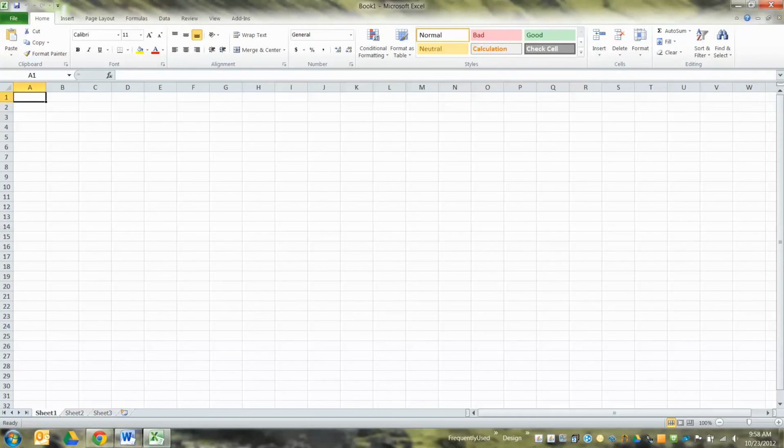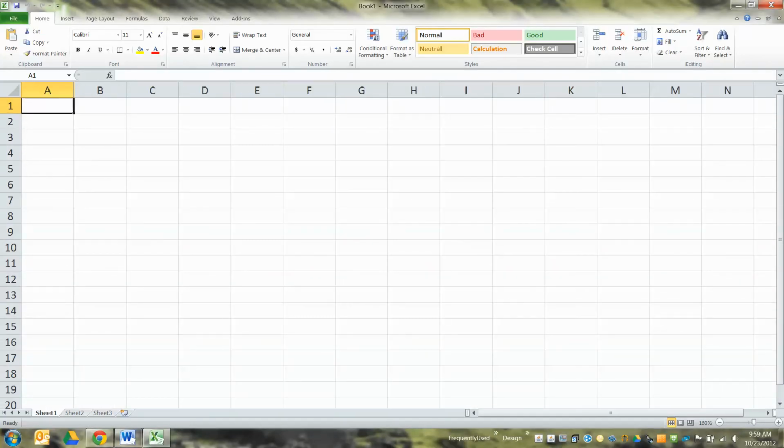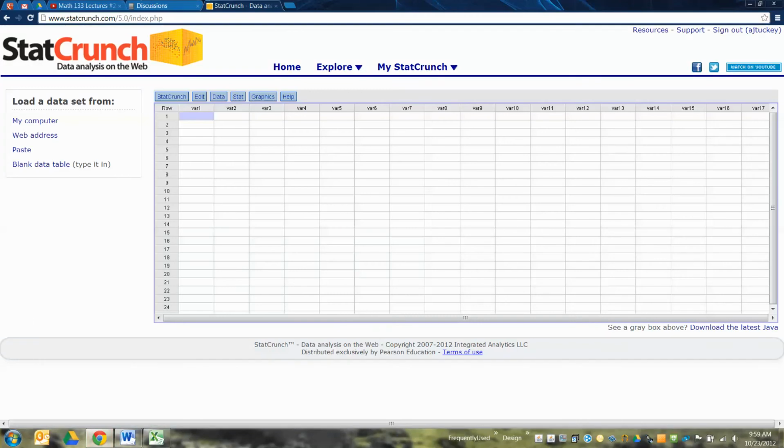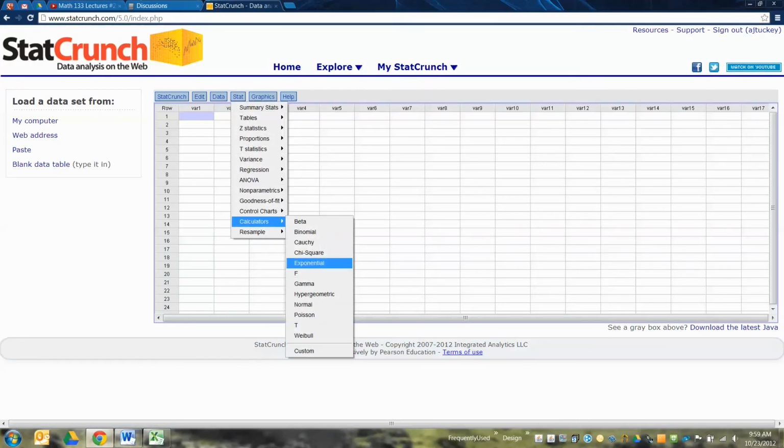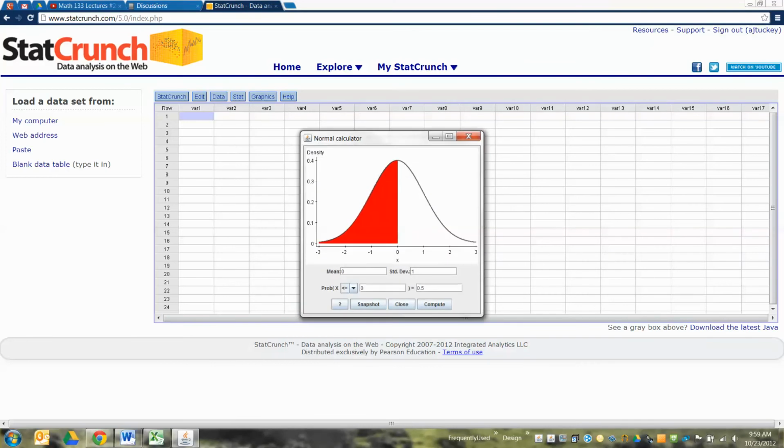Whoops. You need to see my background. Okay, I'll make this a little bit larger so you can see. Let's use StatCrunch first, just for the heck of it. So we go to Stat, go to Calculators. We want normal, because we said this was normal. The mean was 1,000. The standard deviation originally is 200. And then I want 800 right here. I want the probability that x is less than 800. Compute. There we go. Got a picture.